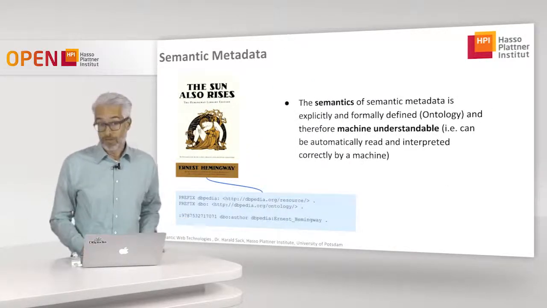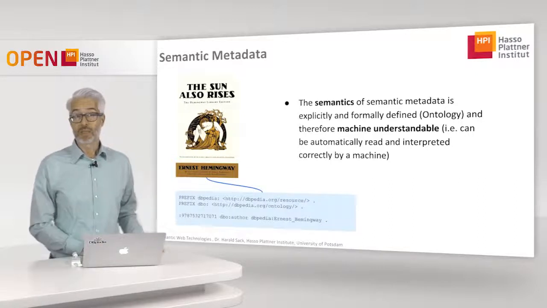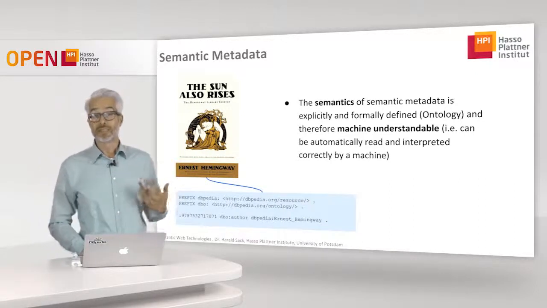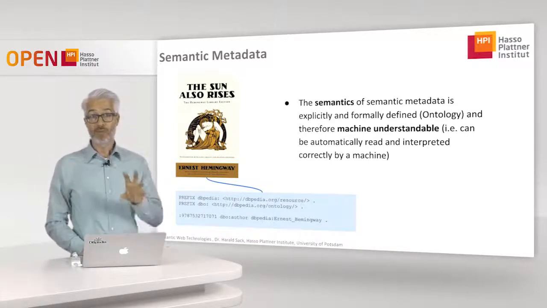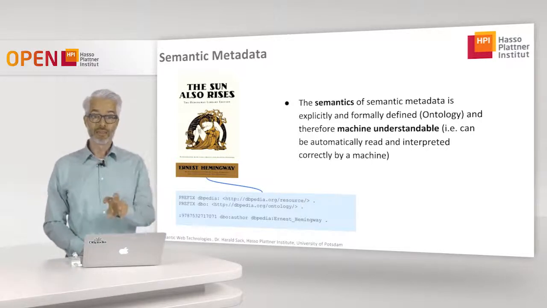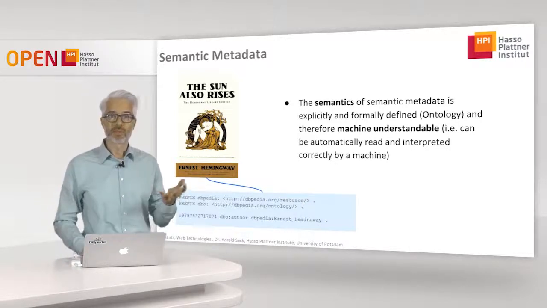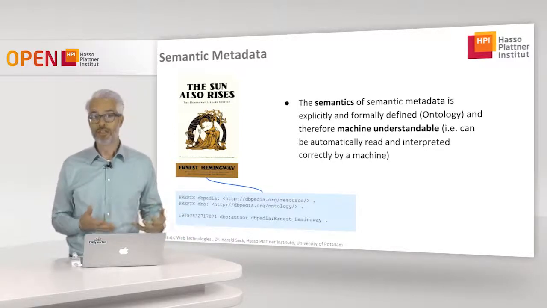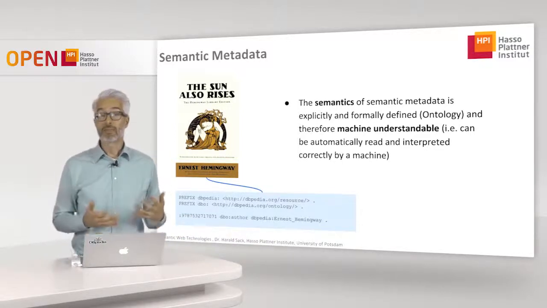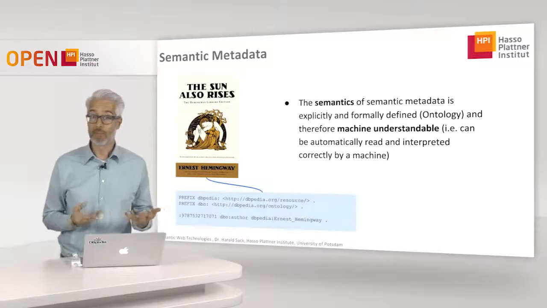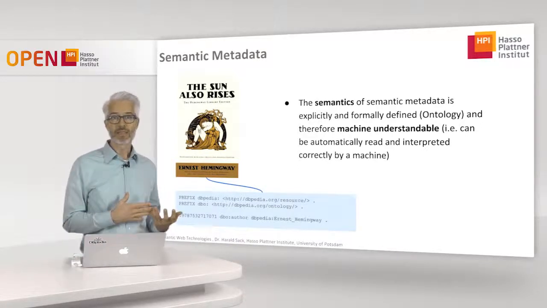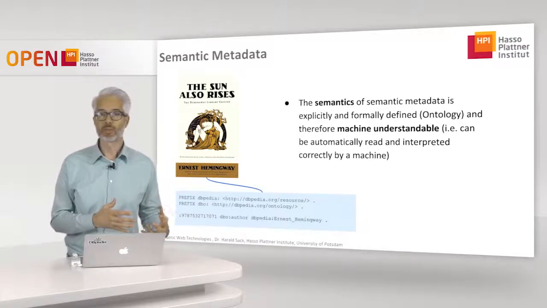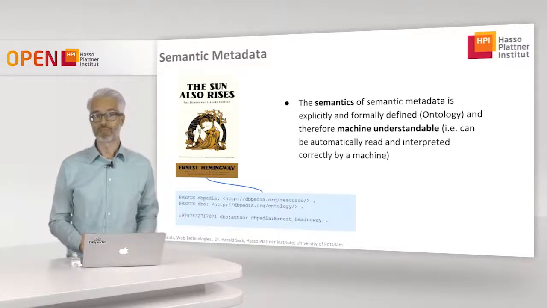Okay, and of course we also have some kind of metadata which is dependent on semantic technology. So we also have to consider semantic metadata. And here, the semantics of semantic metadata, of course, is explicitly and formally defined with the help of ontologies. And therefore it's machine understandable, which in our sense again means that it can be automatically read and interpreted correctly by a machine.